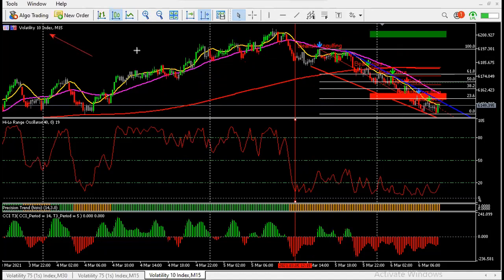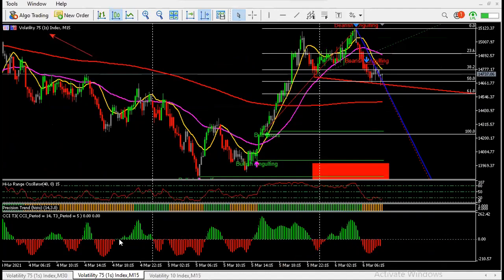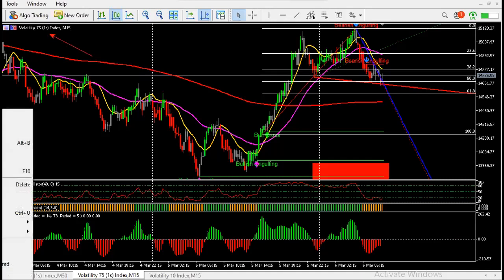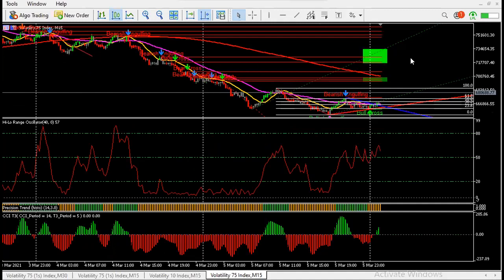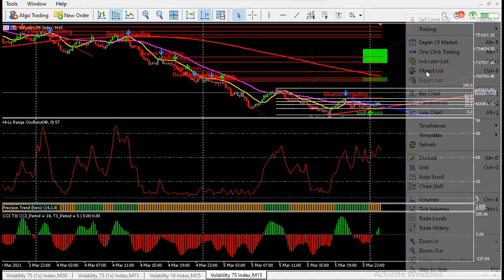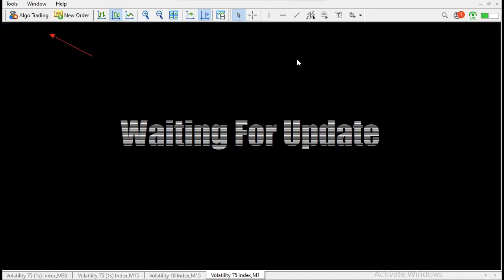So I like the V10. All right, V10, the minimum lot size is 0.30, which is quite okay for any account. Even with $20, you can start with a V10. All right, and also the V75 1S, because these ones have low spread. If you're trying to trade on the V75 itself, you can also do that, but I always like the 1S for this one because I don't want to get caught up in the wrong move.